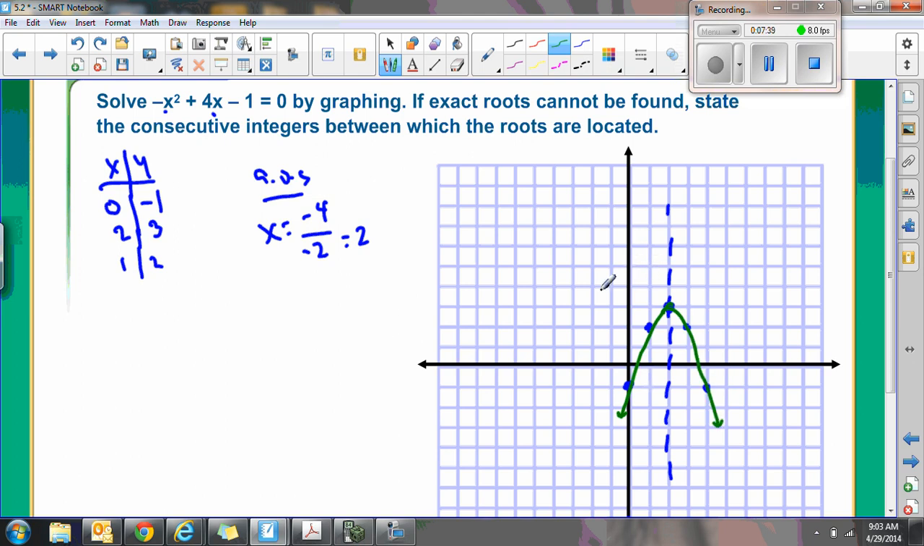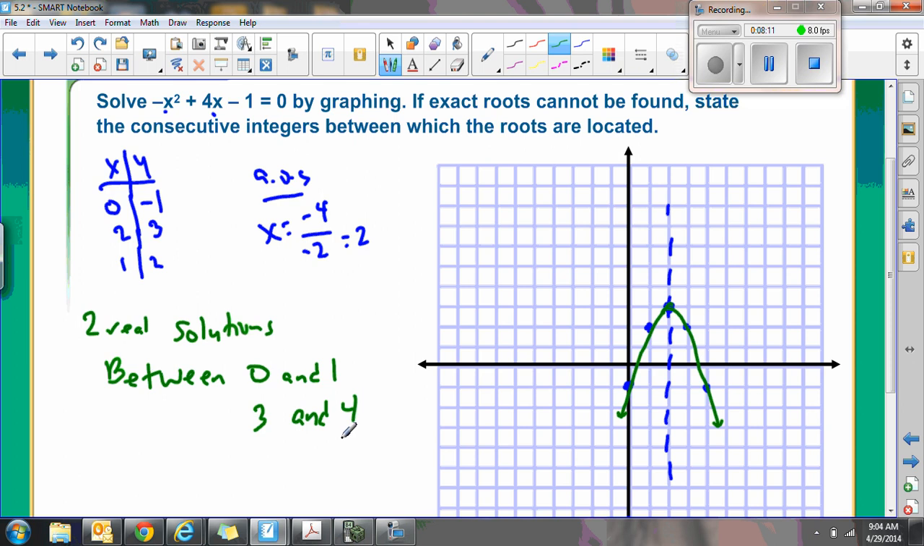Now, unlike the last one, this does not cross the x-axis in nice points. It does cross the x-axis. Clearly it crosses twice, so I got 2 real solutions here, but they're not nice. So in this situation, what I do is I simply tell where they occur between. So I'm going to say this has 2 real solutions, and they are between 0 and 1, and between 3 and 4.